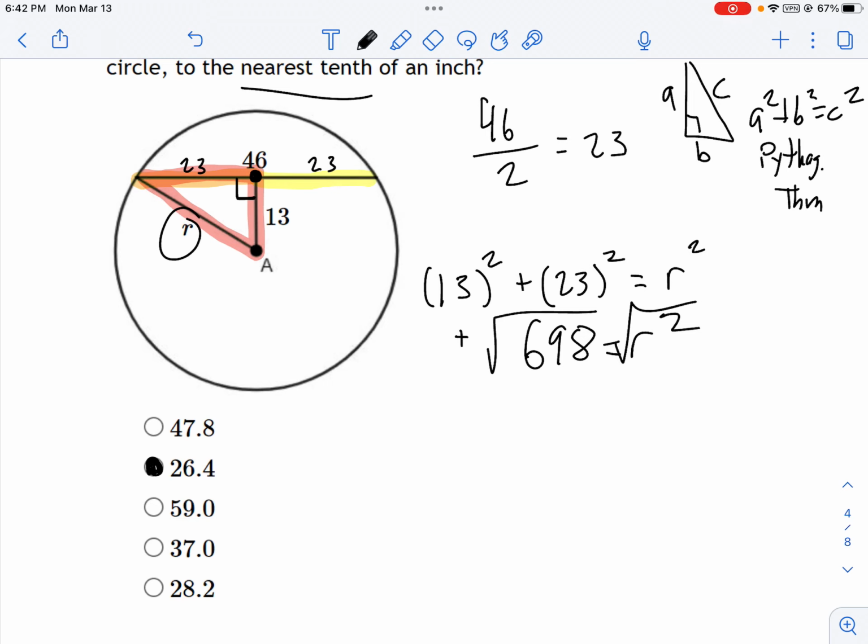Okay, not too bad. The biggest thing is just to know the relationship: if you have a radius or something cutting a chord at that angle, it will be a right angle and it's going to cut it evenly in half. Okay, that's the biggest relationship to worry about.